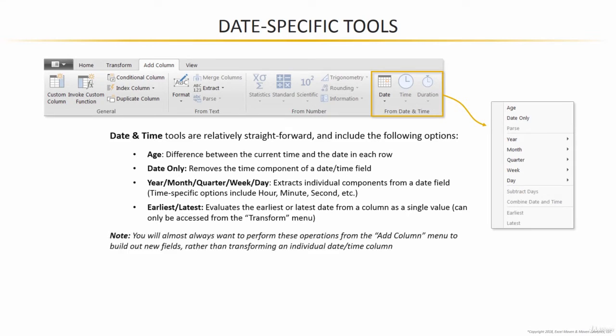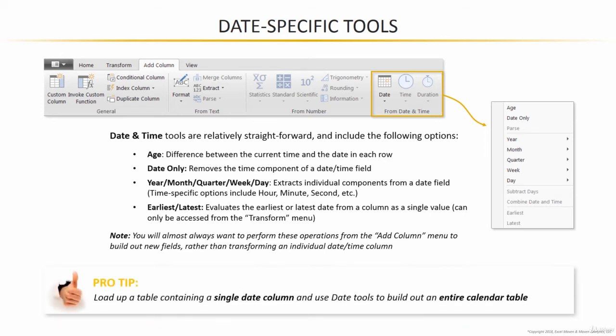So quick note here, you'll almost always want to perform these date operations from the Add Column menu as opposed to transform, since most of the time the goal is to actually build out new fields using these date components as opposed to overwriting or transforming an individual date or time column. So pro tip here, what you can actually do in Power BI quite easily is load up a table that just contains a single set of dates, or you can create a date table and then use these date tools to actually build out an entire robust calendar.